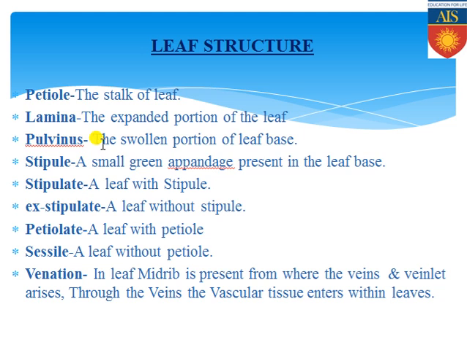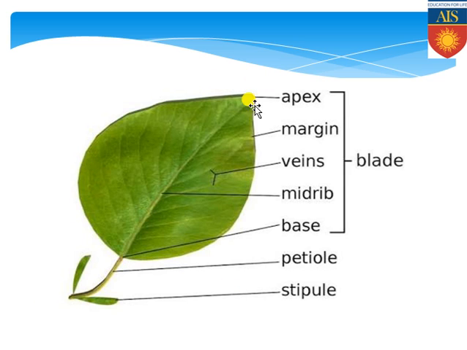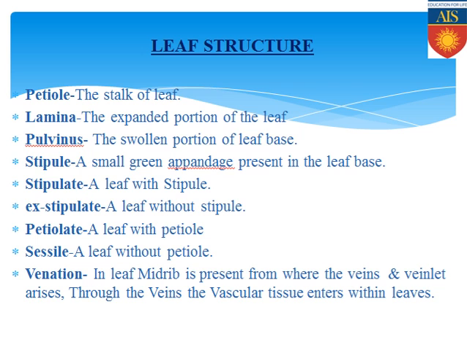Lamina. Lamina means the expanded portion of the leaf, the broader portion of the leaf, by which they are absorbing sunlight and performing photosynthesis, respiration, transpiration, all these physiological activities. So that specific broader surface area, which can be found in each and every type of leaf, is known as lamina.